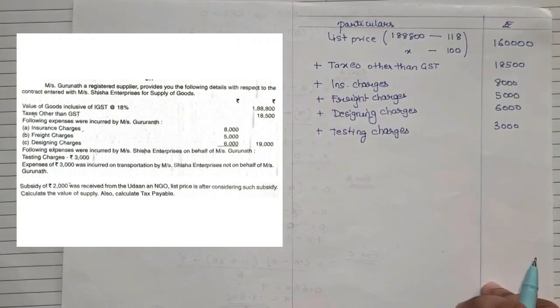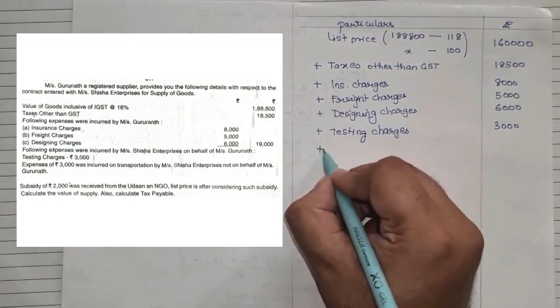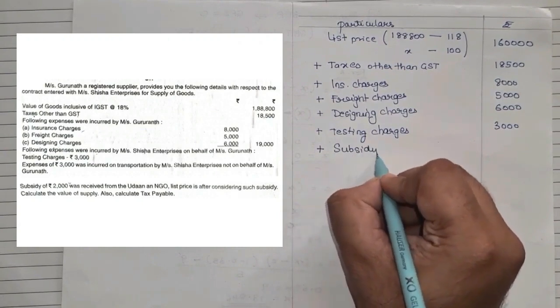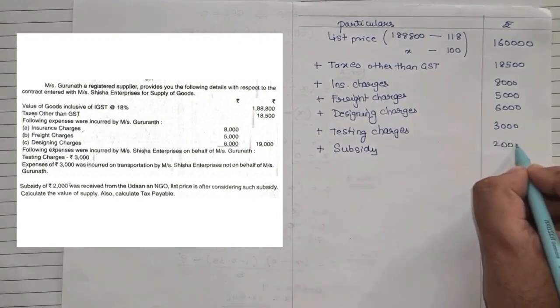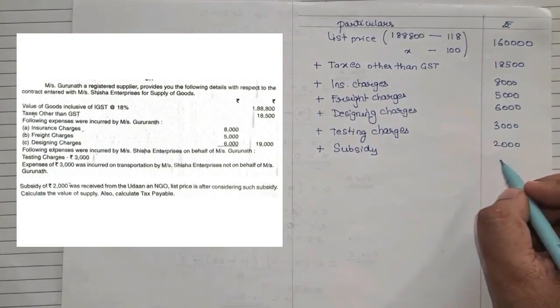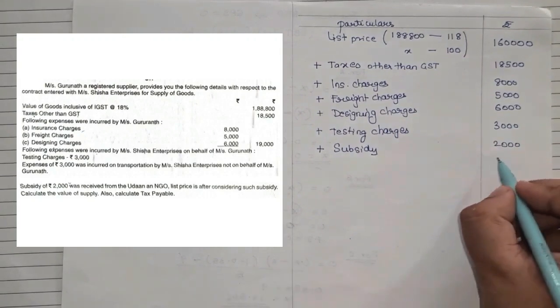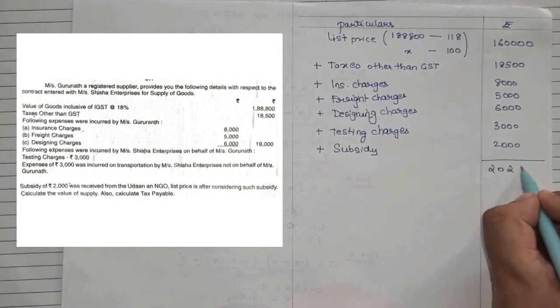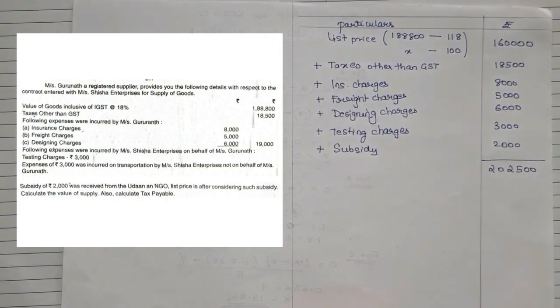So we ignore that. Next, subsidy is given. So yes, other than government subsidy needs to be noted down. So there is a subsidy of 2,000 rupees. We will note it down. Okay, that's it. Nothing else is given there. So we'll add up the values. So I get 1,60,000 plus 18,500 plus 8,000 plus 5,000 plus 6,000 plus 3,000 plus 2,000. So our value comes to 2,02,500.